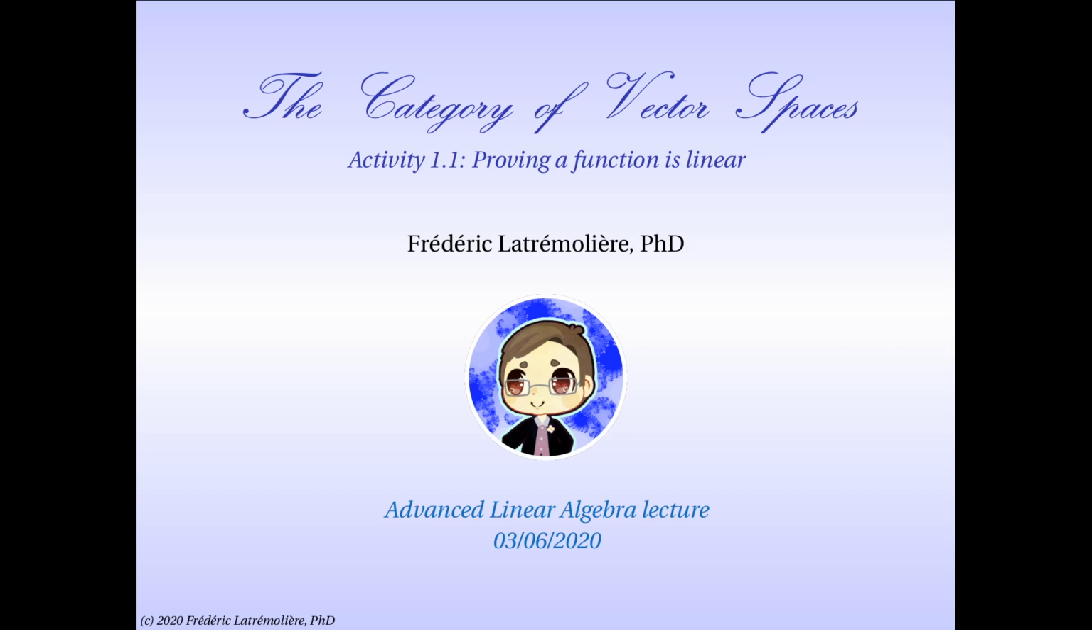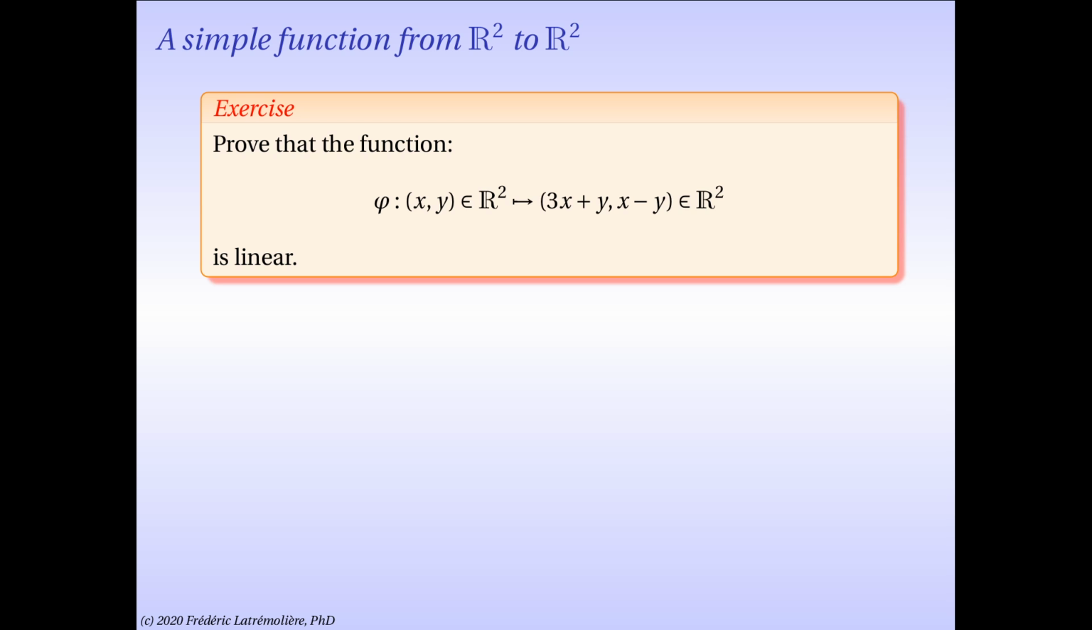Welcome to our first activity on the category of vector spaces, where we are going to study basic techniques to prove or disprove that a function is linear. Our first example is a simple function from R squared to R squared. Let phi be the function which, to a vector of coordinates x, y, assigns the vector of coordinates 3x plus y, x minus y. We wish to prove that phi is linear.